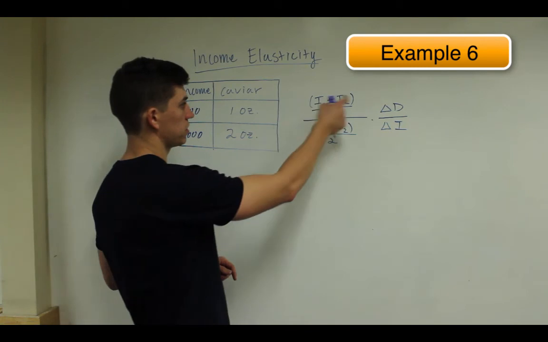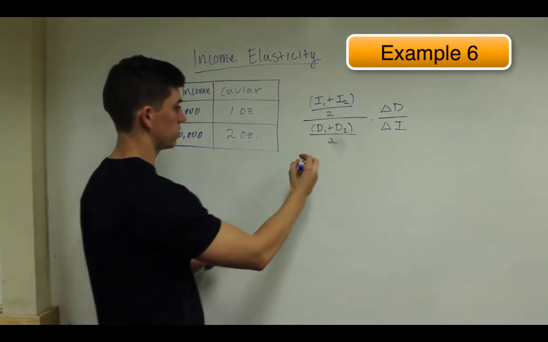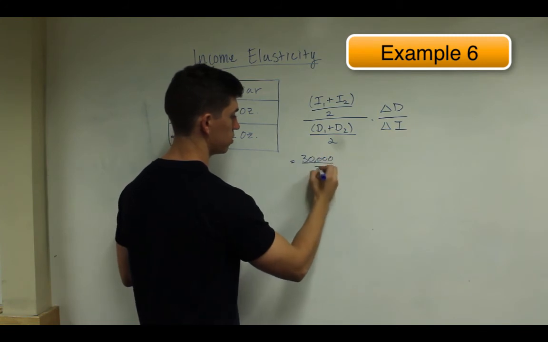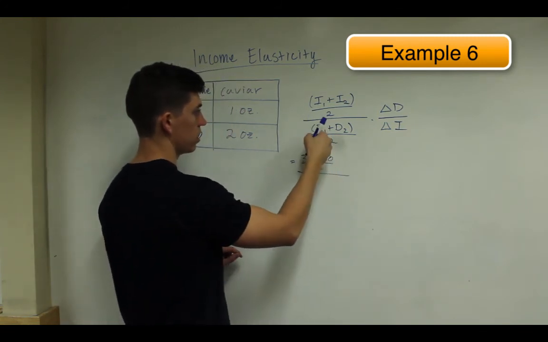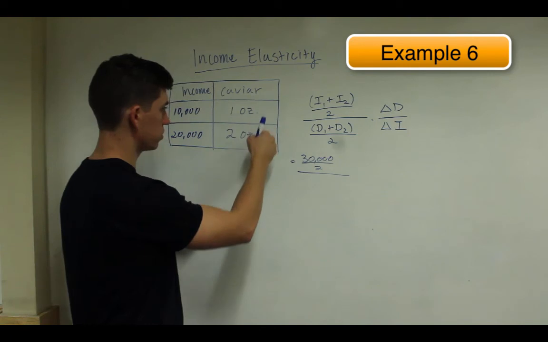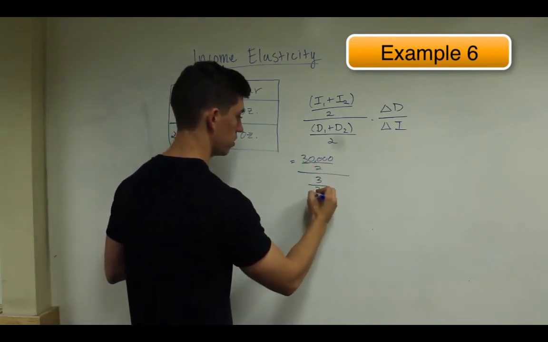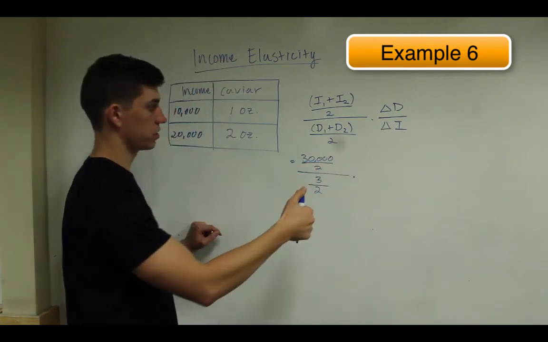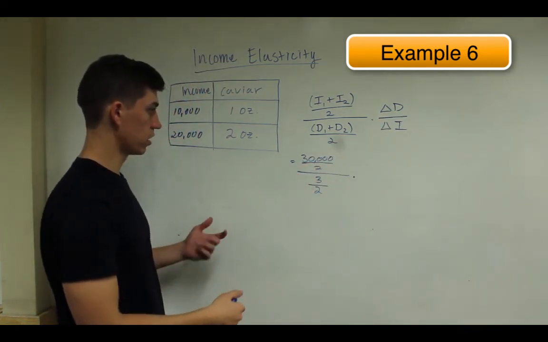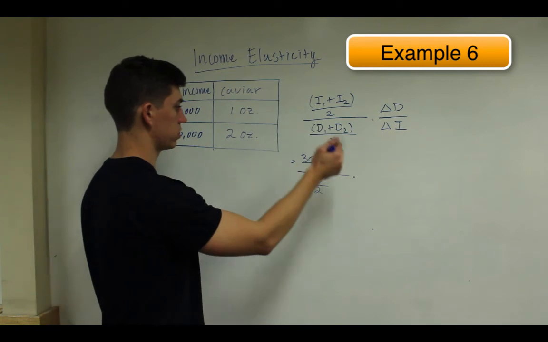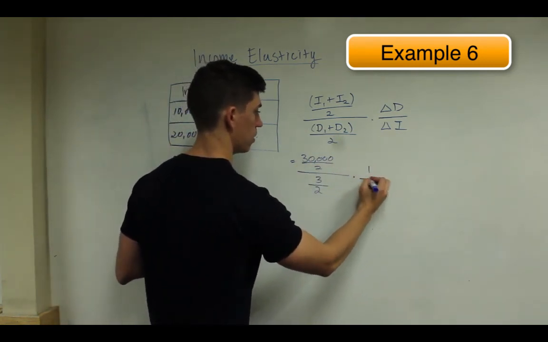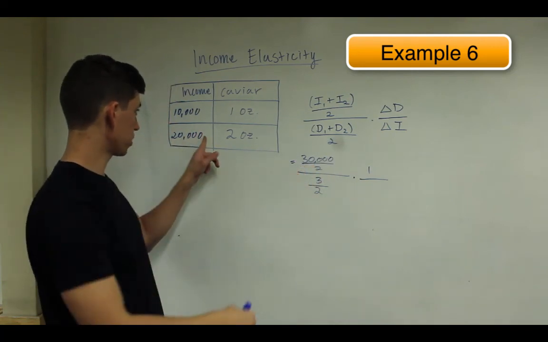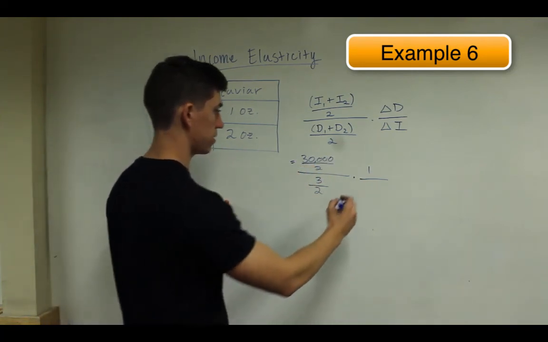So remember, I1 plus I2 is just 30,000 divided by 2, all divided by demand 1 plus demand 2 over 2, which is just 3 divided by 2, times the change in demand. So always start with the second one and go to the first one. That's how I'm going to do it. So 2 minus 1 is 1, divided by change in income, which is 20,000 minus 10,000, which is 10,000.